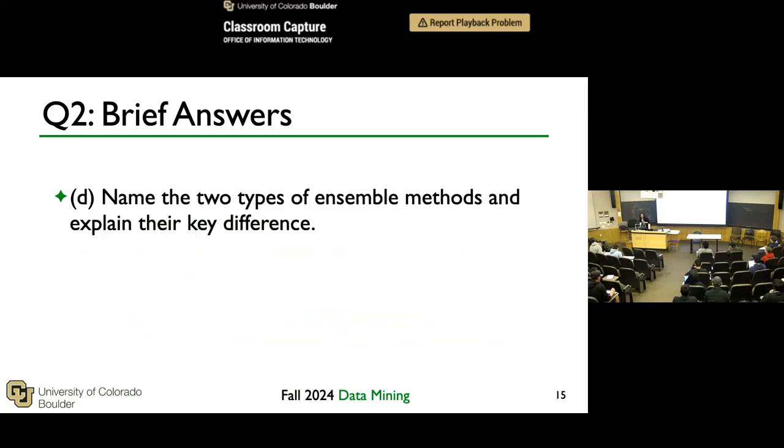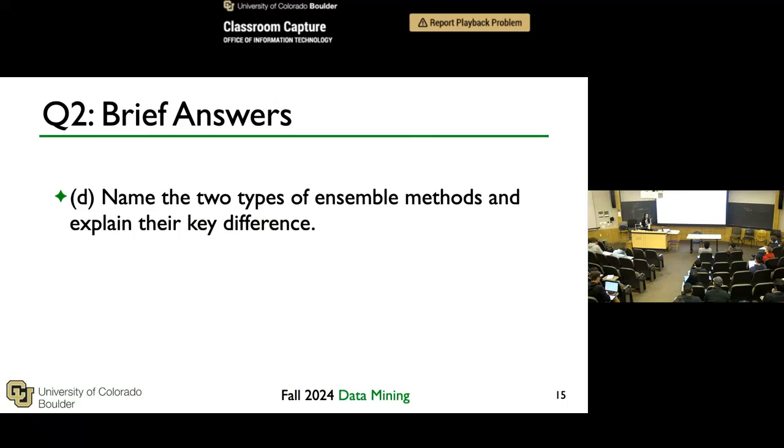All right, next one. Name the 2 types of ensemble methods and explain the key difference. Hopefully this is something that comes to your mind quickly. We don't need to write many words. Ensemble is about taking multiple classifiers. When you're building a model, you're not building just one, you're building multiple models, so that you can take the multiple models as a whole when you're trying to make a decision. But when you have multiple models, you can weigh them differently. That's really the main thing.